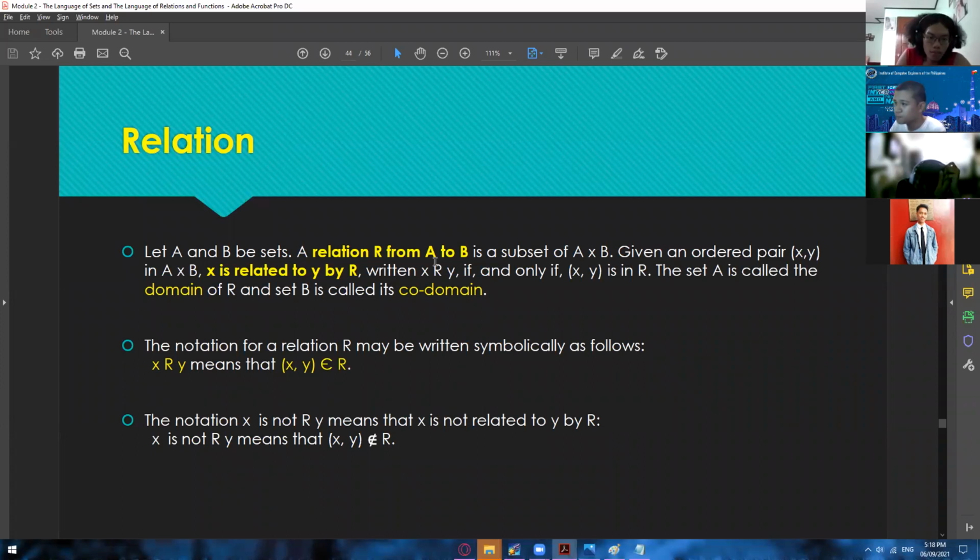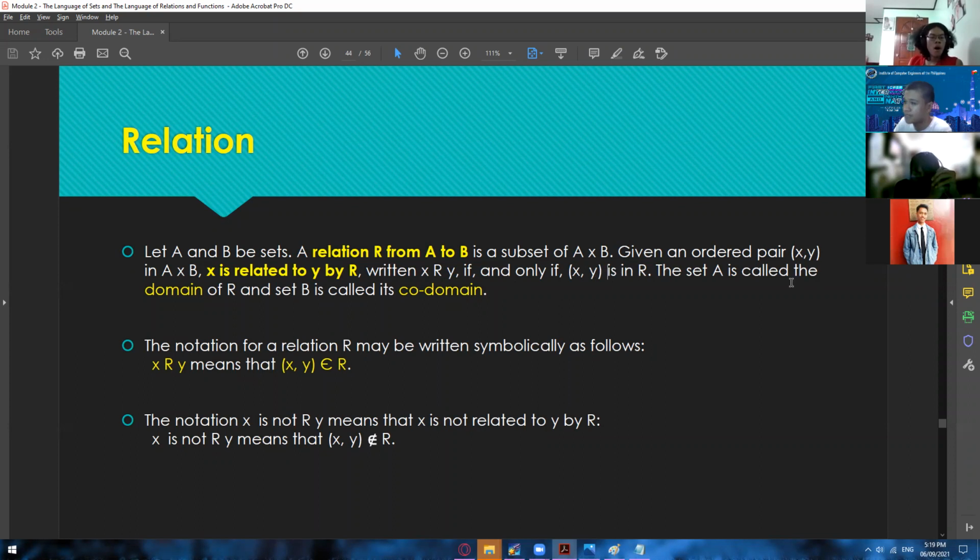So in here, a relation R from A to B is a subset of A times B. Given an ordered pair x, y in A times B, x is related to y by R, written x R y, if and only if (x, y) is in the relation. So we can only say that x is related to y if it meets the condition. Okay, later on, I will have an example with this one.